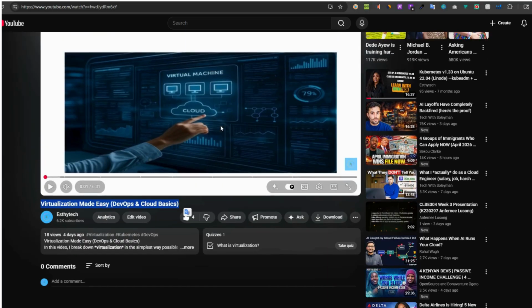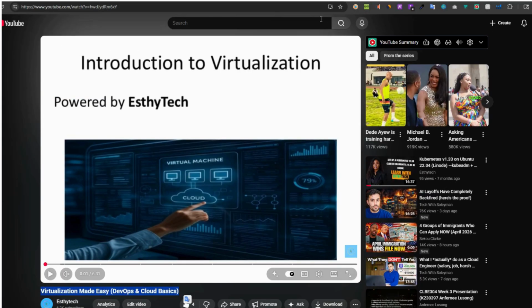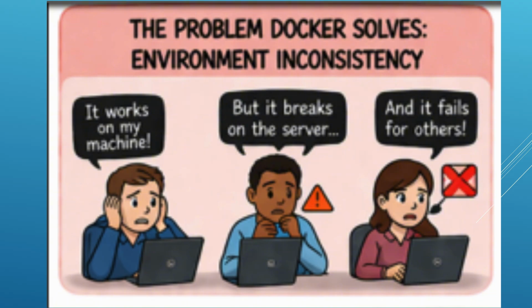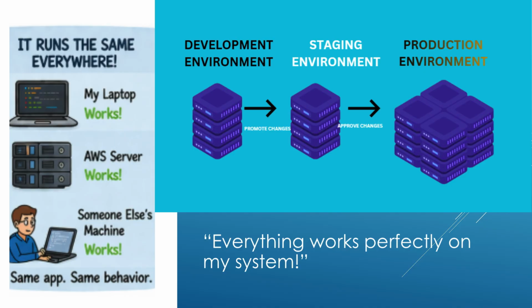Now, before Docker, developers faced a very frustrating problem. It works on my machine, but not on yours. Let's say I build an application on my laptop, everything works perfectly. Then I send it to you, and suddenly it fails: missing dependencies, wrong versions. Now we start debugging things that are not even related to the code itself. That's the problem Docker solves. Docker ensures that the application runs exactly the same, no matter where it is deployed.